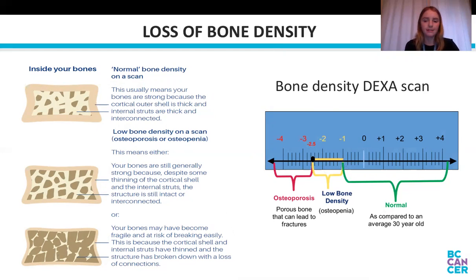30-year-old adult. So normal would be ranging from -1 to 4. Low bone density or osteopenia would be from -2.5 to -1. And osteoporosis, where porous bone can lead to fractures, is -4 to -2.5.